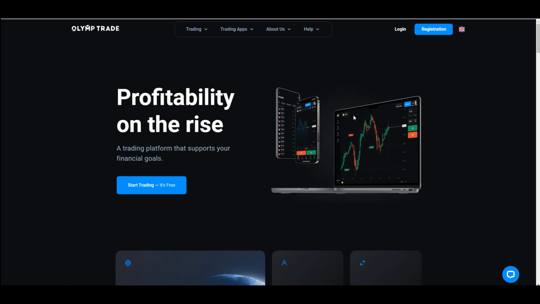On this occasion, I would like to share the trading method that I use on the Olymp trade platform using two different indicators, and this is incredibly effective.